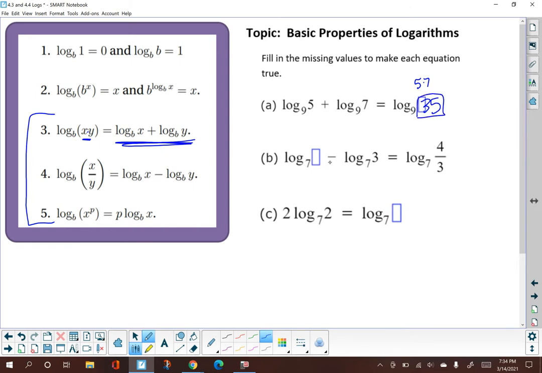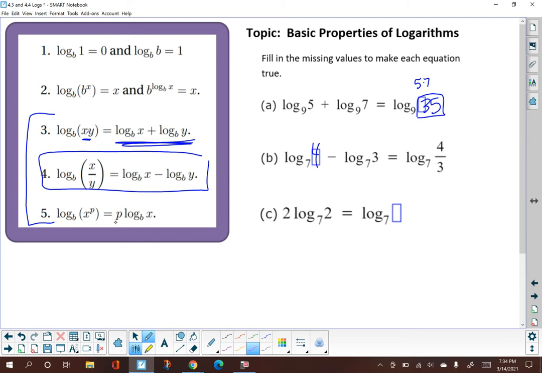Here we have a log subtract another log, and it's equal to the log of the fraction 4/3. So if you look at this log property here, you can see that we need a 4 in this spot. So it would be the log of the top minus the log of the bottom. So we need the 4 there.